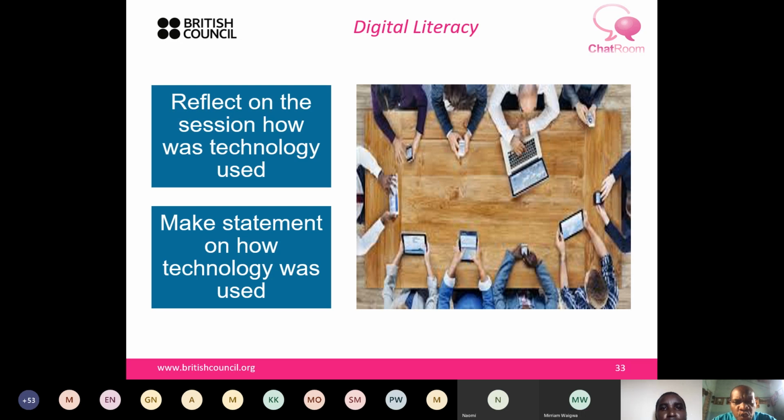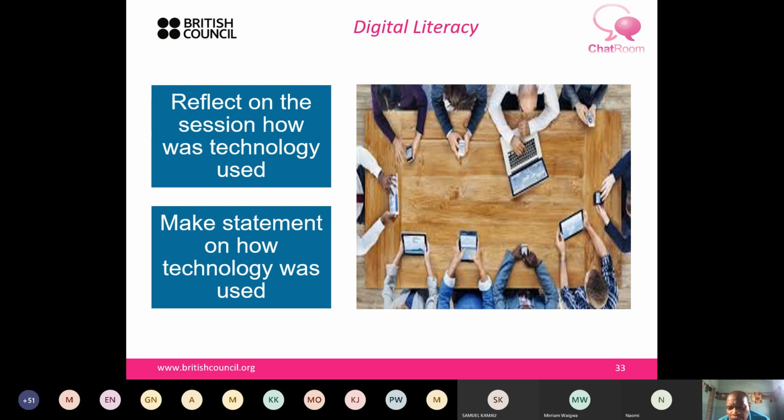I want you to think through how technology was used in this session, and type in the chat. How did we use technology in the session? Go to the chat and type, yes. How was technology used in this session? We are now having 5 minutes to finish, and we close. So go in the chat and type, how was technology used in this session, which is coming to an end?